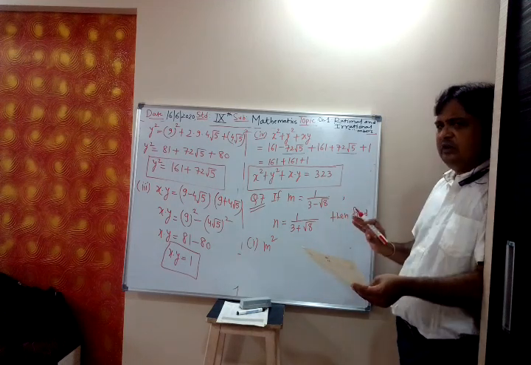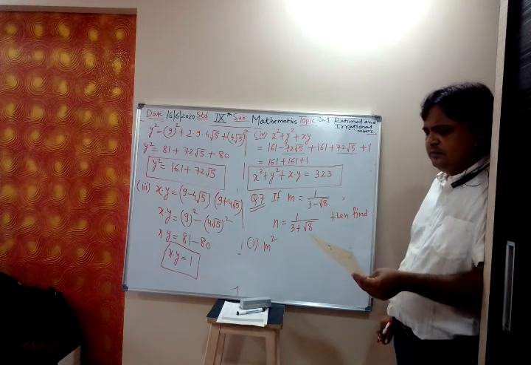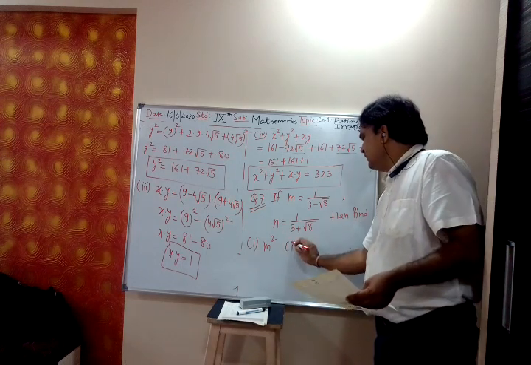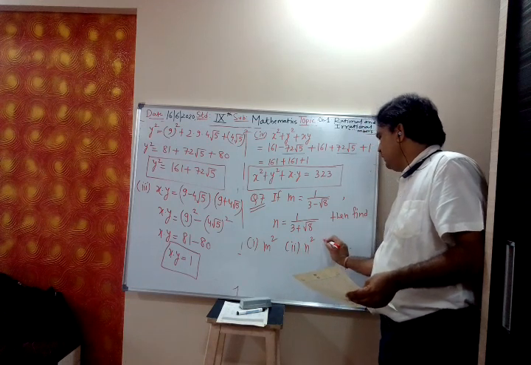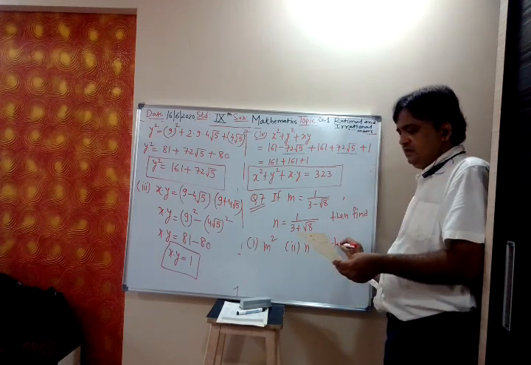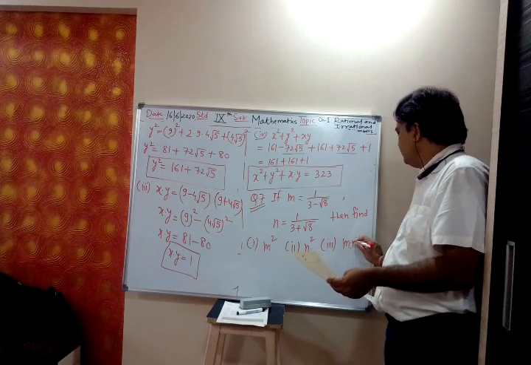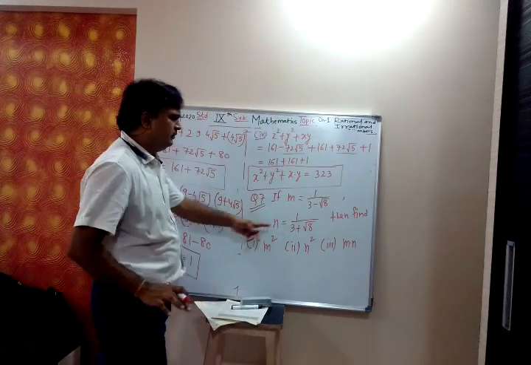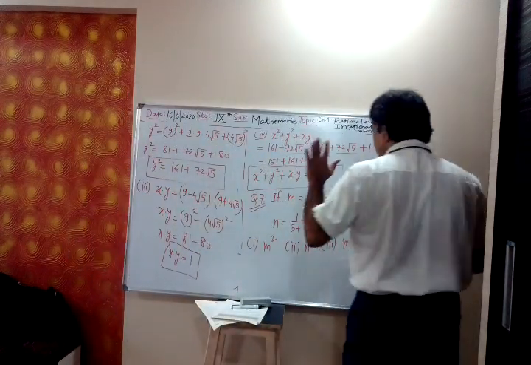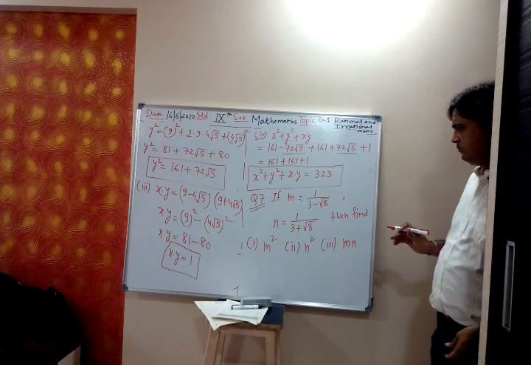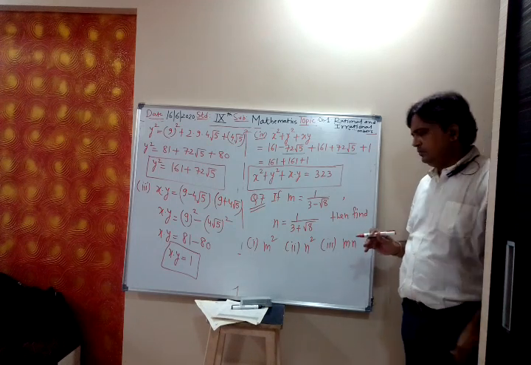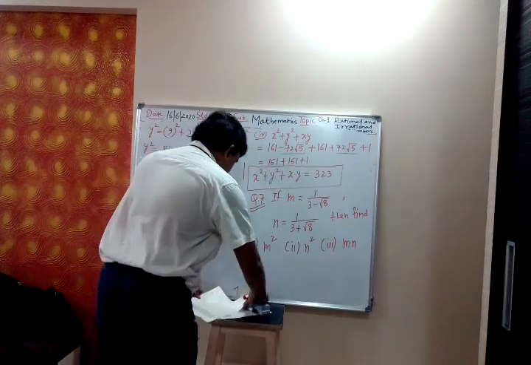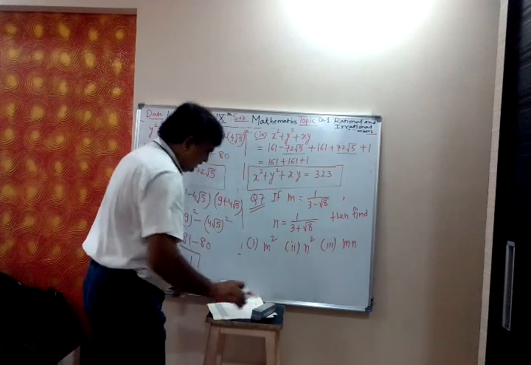Wait, 3 minus root 8 only, you keep it, no problem. You can keep it 3 minus root 8 only. Find m square. Second, yes? Are they confused? Tell me. You keep root 8 only. Multiply and divide by 3 plus root 8. Does not matter. Don't write root 8 as 2 root 2. Keep root 8 only. Is it clear?